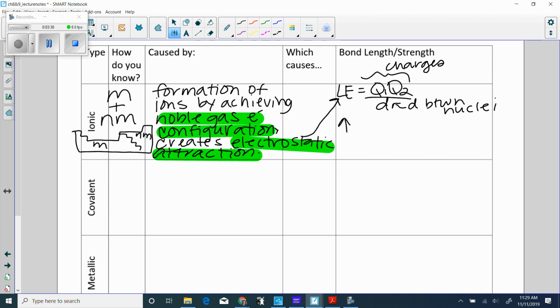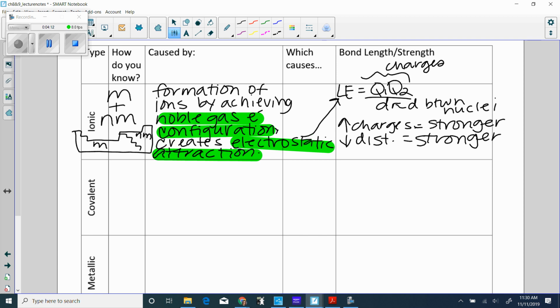So if we increase our charges, +2 minus 2, +1 minus 1, +2 minus 1, it's stronger. Higher charges is stronger. Inverse to the distance, so smaller distance also equals stronger.